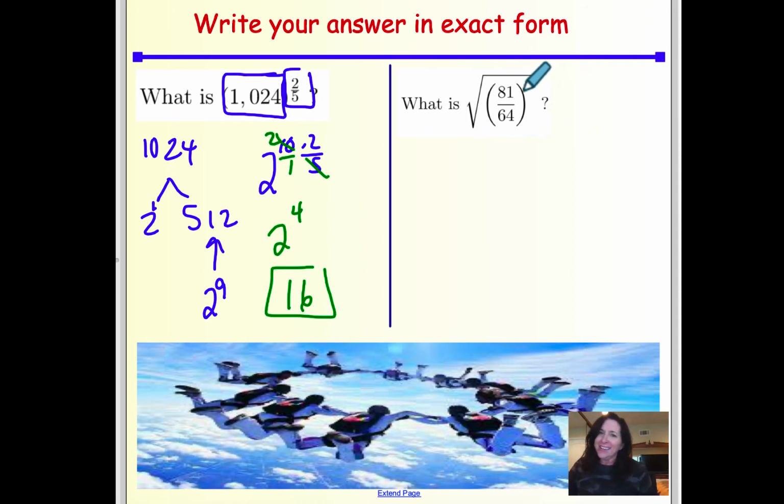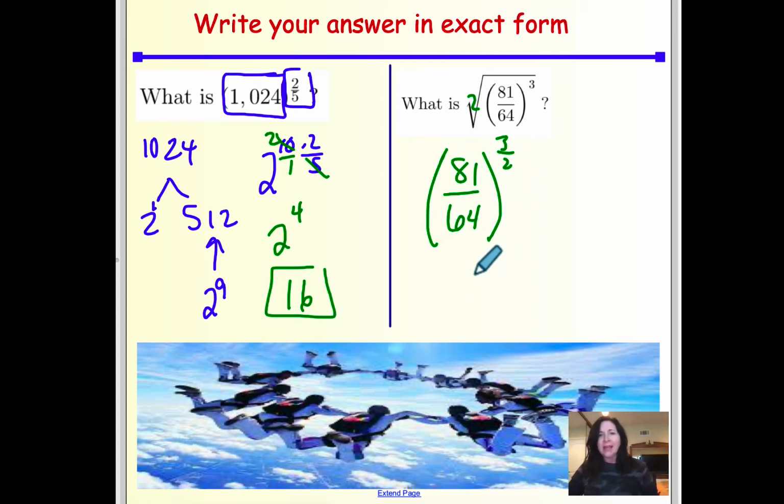This one, let's just rewrite it: 81 over 64, all to the 3 over 2 power. Now, always take your values as best you can and reduce them as low as you can. So 81 is actually 9 squared. I mean, it's also 3 to the 4th power. I'm not sure which one is going to be the best option. You just have to try.